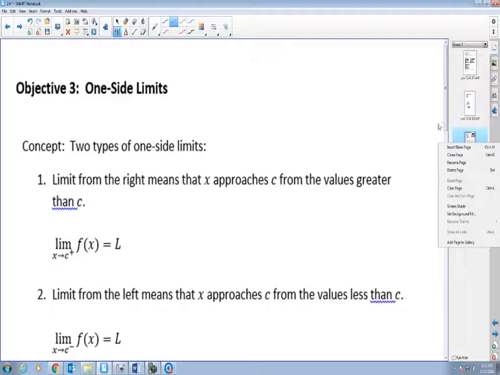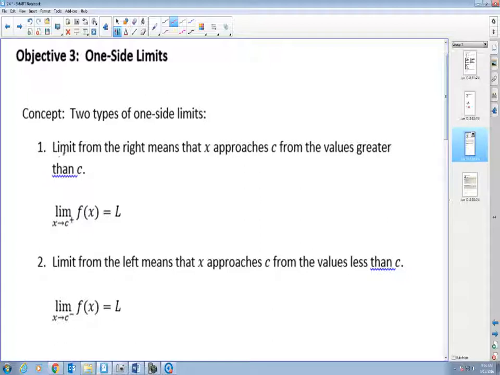Continuity. Now, back to limits. I'm going to introduce what are called one-sided limits. There are two types of one-sided limits: limit from the right versus limit from the left. Limit from the right means that x approaches c from values greater than c. That will be from the right-hand side. Numbers bigger than c are on the right-hand side. So the limit of the function as x approaches c from the right-hand side equals L.